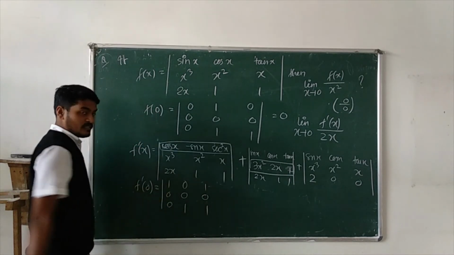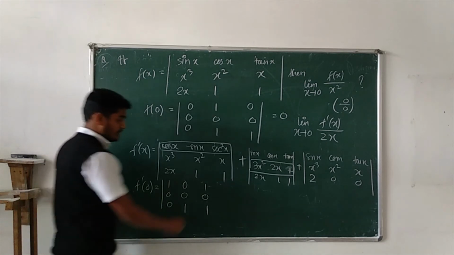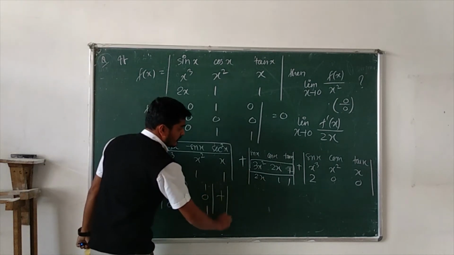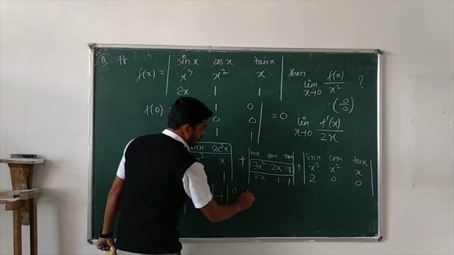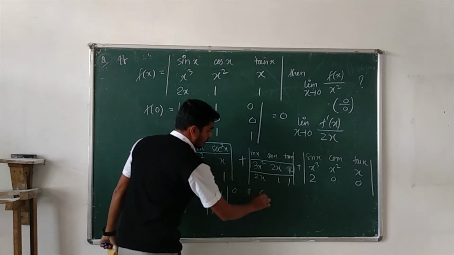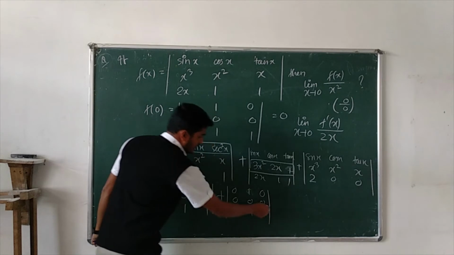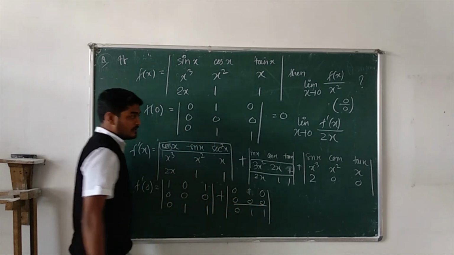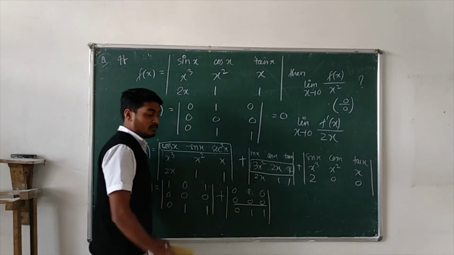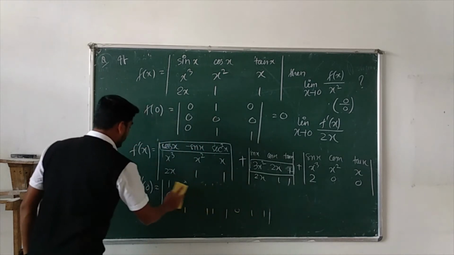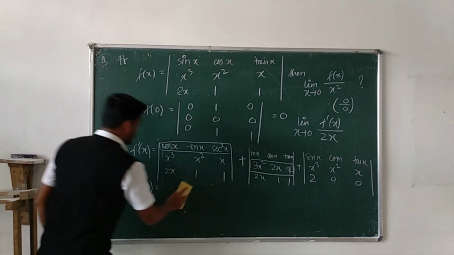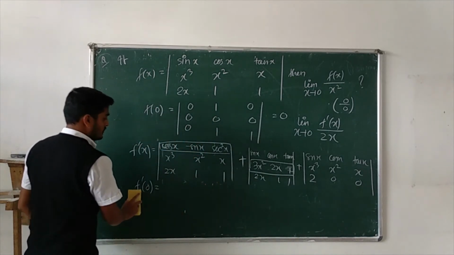So here the second row is 0, so it will become 0, plus here also we can write down 0, 0, 0, 1, 0, 0, 0, 0, 0, 1, 1. Here also the second row is 0, so its value will become 0. Here also the second row is 0, it will become 0. That means we have got that the value of f dash 0 will become 0.